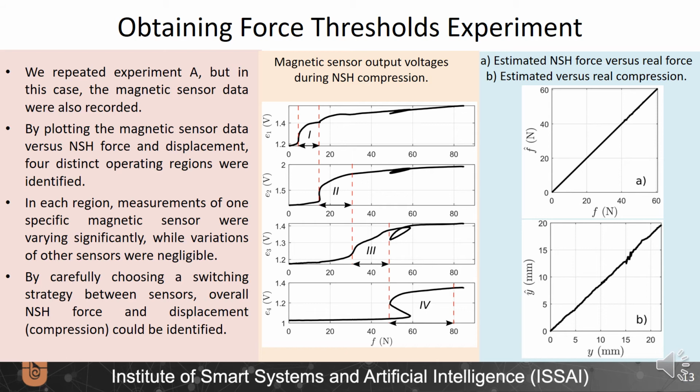The figures on the right show the result of our second part of this experiment. In this part, we estimated force and displacement and compared it to real values. As we can see, the precision is pretty good, because the slopes of the graphs are close to 1.